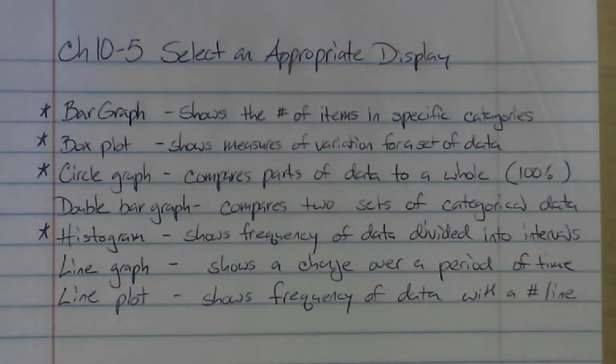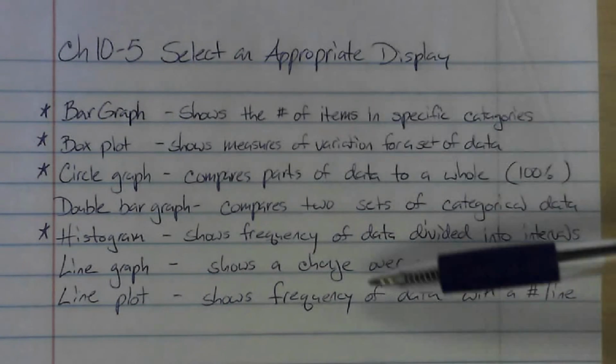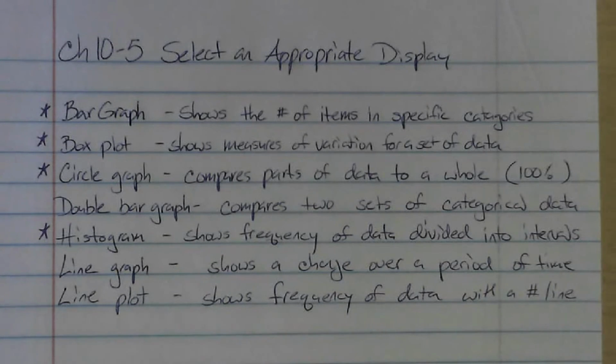The line graph shows a change in a period over time. So if you want to have a change in period over time, use a line graph. And a line plot shows the frequency of data with a number line. So you should know what these graphs are from previous sections, and now you know when it's appropriate to use them. All right, best of luck.